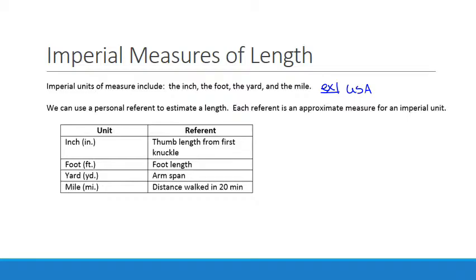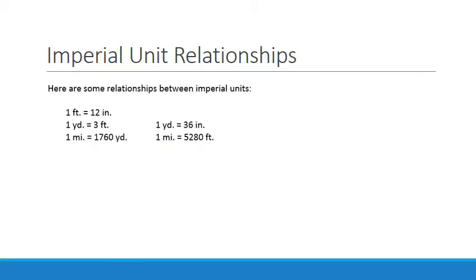So that one always makes me laugh. The average distance you'd walk in 20 minutes was about a mile. So those are the rough beginnings of the imperial system. They definitely got more exact as time went on.